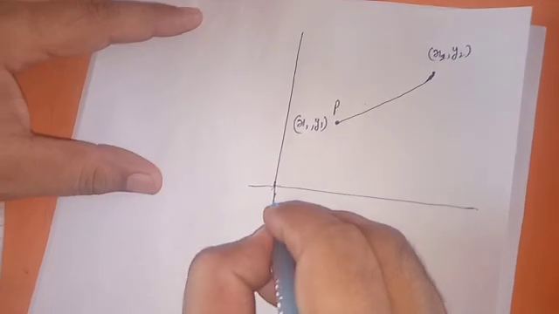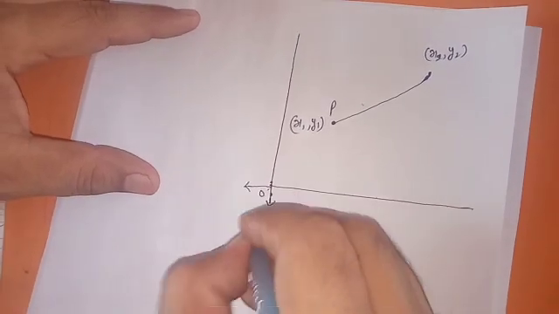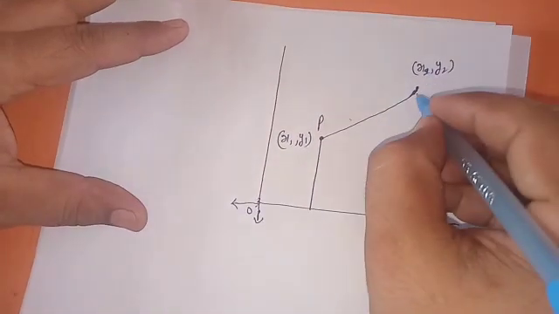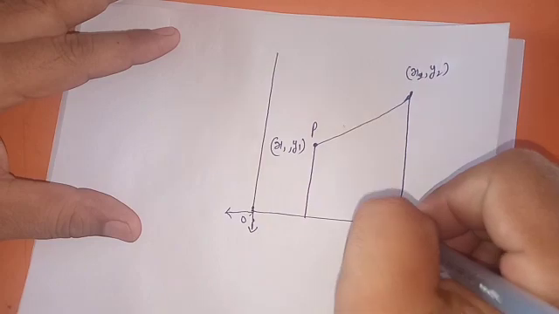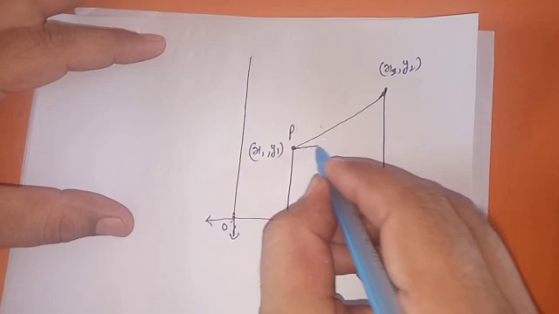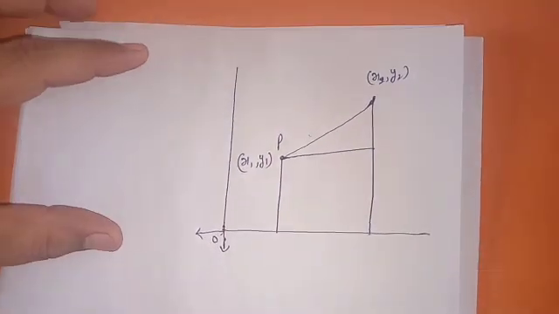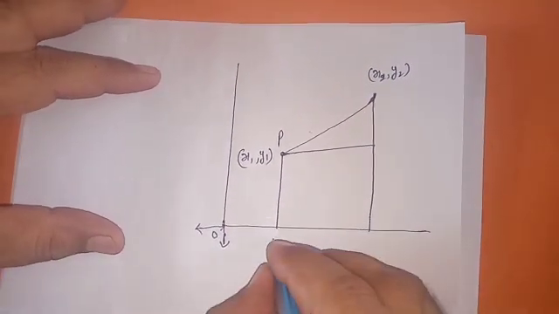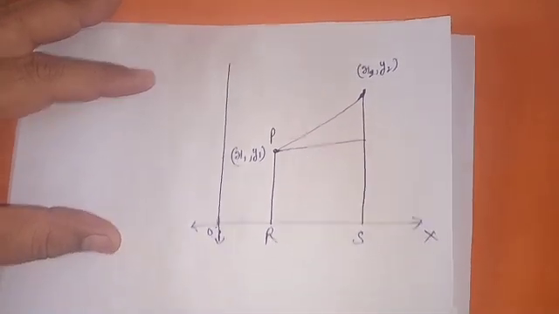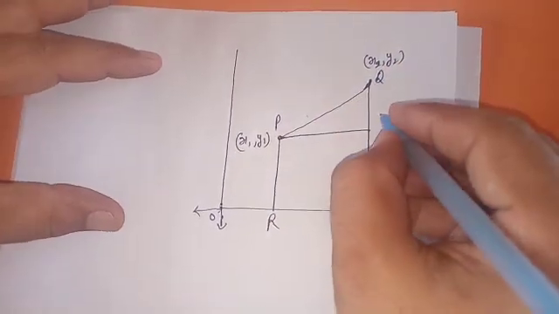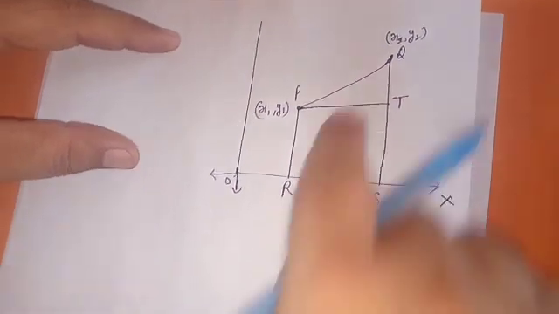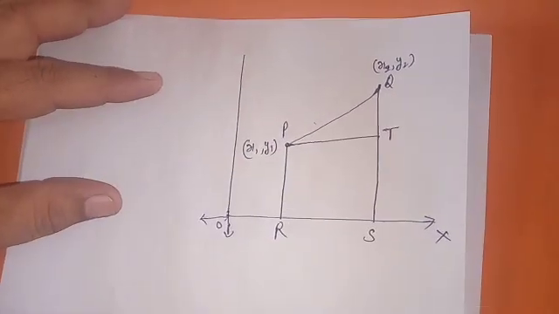This is the origin, O is the origin. So you can draw like this. This also you can draw perpendicular on the X-axis. Now from P to T you can draw a perpendicular. Let this be R, this be S, this is the X-axis as you know, and this is Q, and this is T. So by this triangle we can easily find out.